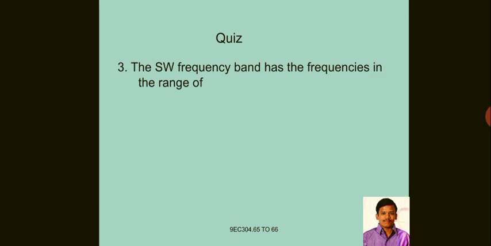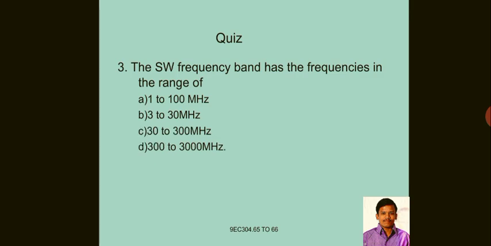The short wave, that is SW frequency band, has frequencies in the range of 1 to 100 megahertz, 3 to 30 megahertz, 30 to 300 megahertz, or 300 to 3000 megahertz. Mega means, as you know, 10 power of 6 hertz. So the answer will be 3 to 30 megahertz.